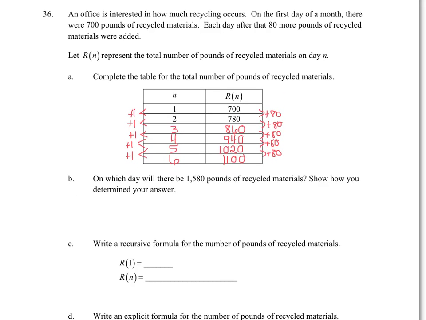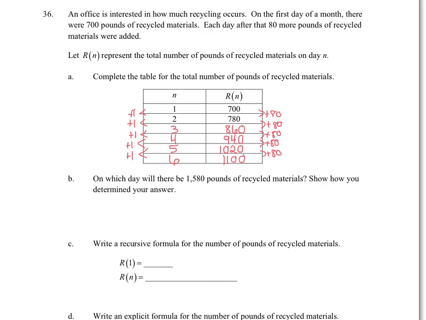Next, we're asked, on which day will there be 1,580 pounds of recycled materials? Show how you determined your answer. Well, you can very much continue the table, keep adding 80, and figure out how many you have. Another way to do it is to find the explicit formula. Well, we know that this is arithmetic because we're adding by 80 each time. So I'm going to find the explicit rule.